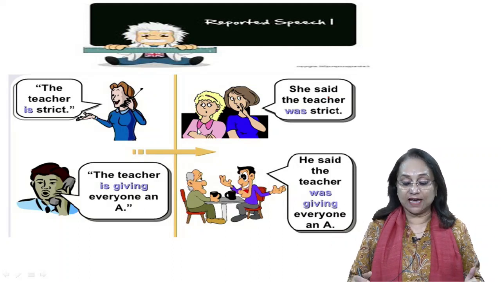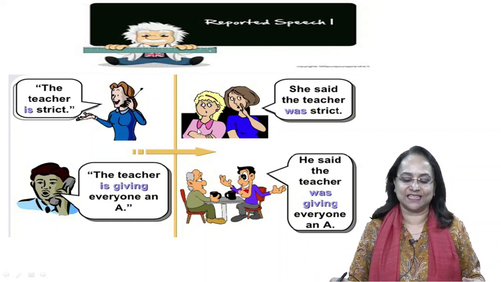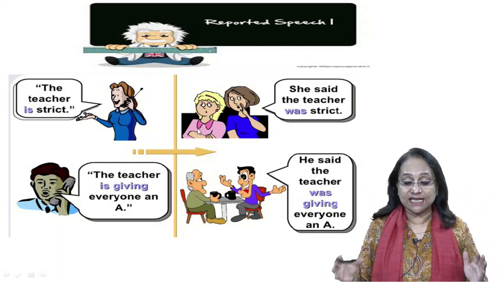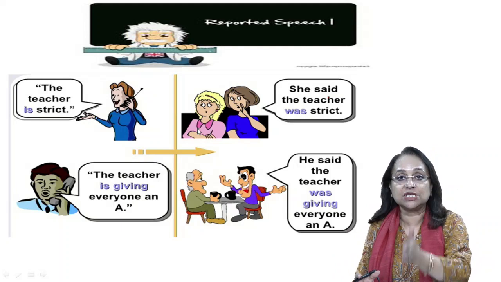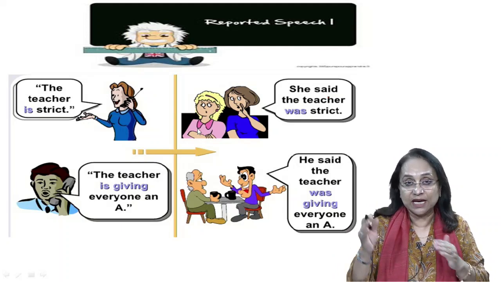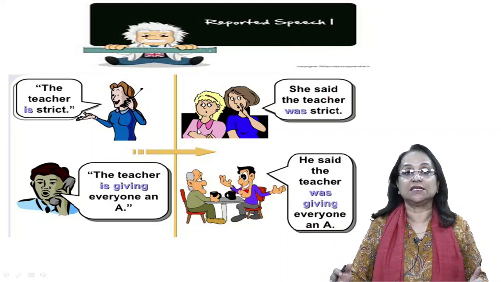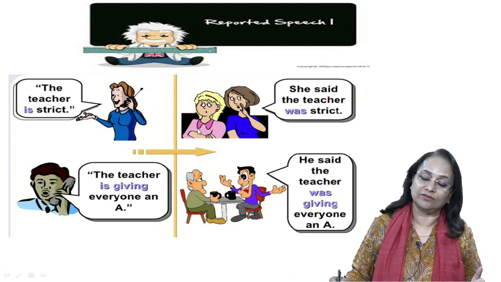"The teacher is giving everyone an A." Wonderful. We all love such teachers, isn't it? Who can just throw A's at you. All right. The teacher is giving everyone an A, and it is in inverted commas. So this is direct speech. So he is reporting it to a third person. He said the teacher was giving everyone an A, right?